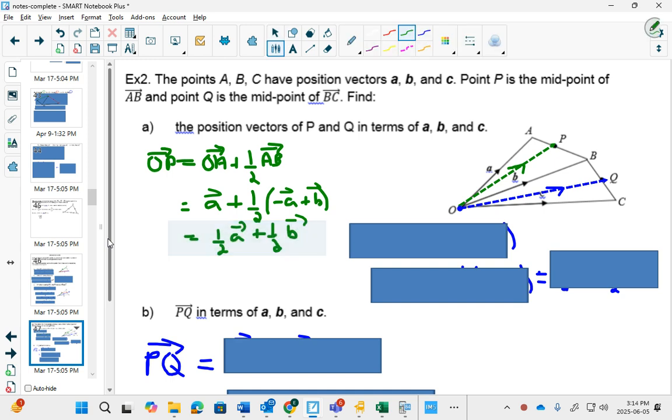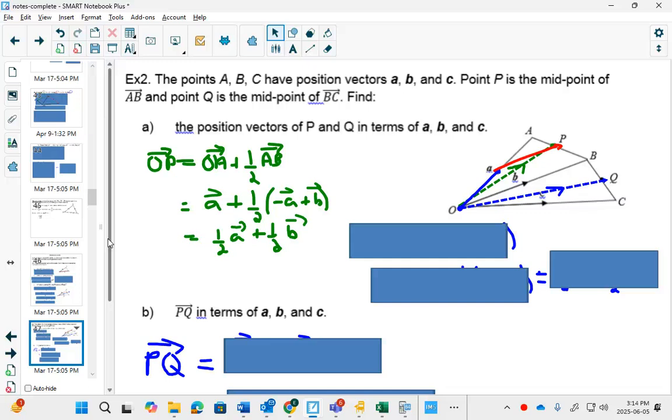Distribute my half, add my like terms together, and just like we found with the midpoint, with the m's and the n's, we get halfway to A plus halfway to B, right? So I take half of A here in blue, and half of B here in red. Technically, if I added them together, well, look at that. I get nicely to P. So now I've got O to P.